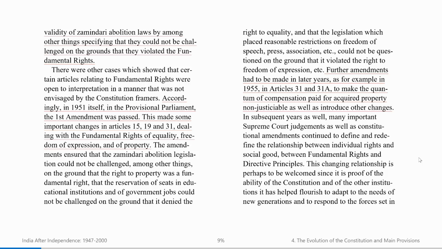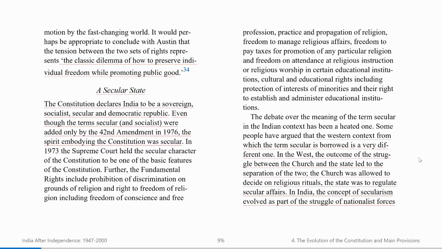Then further, amendments had to be made in 1955 in Article 31 and 31A to make the quantum of compensation to be paid for acquired property non-justiciable, as well as other things. So, it was basically a continuous evolution of the Constitution, and we'll talk about these amendments later on.